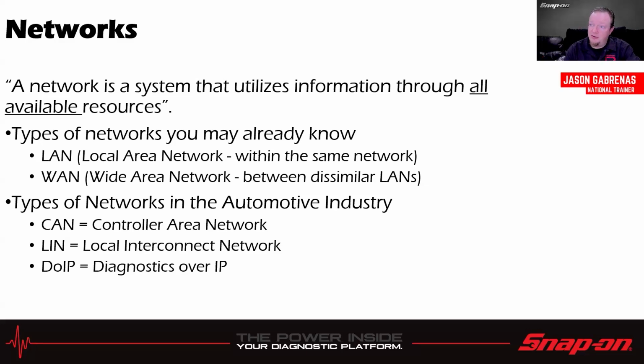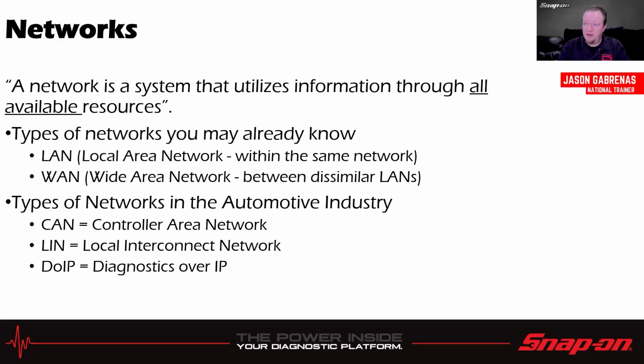So different types of networks you may already be aware of. LAN is a local area network. Think about that as the Wi-Fi in your shop or at your house. That's your local network. All the connected devices are connected to it. WAN is wide area network. That's multiple different LANs connected together over a wide area. That's just kind of a complicated way of describing the internet.